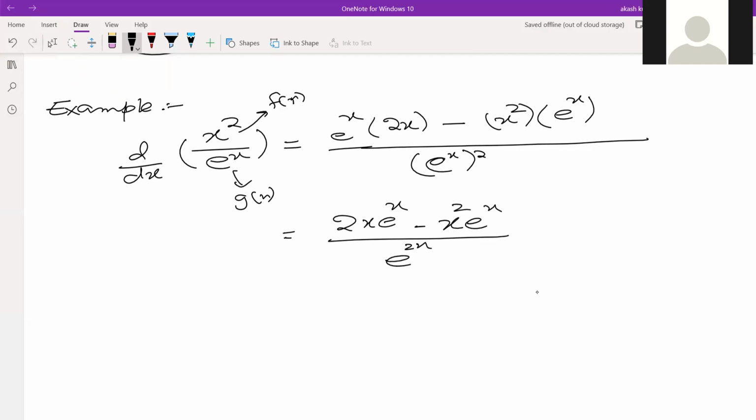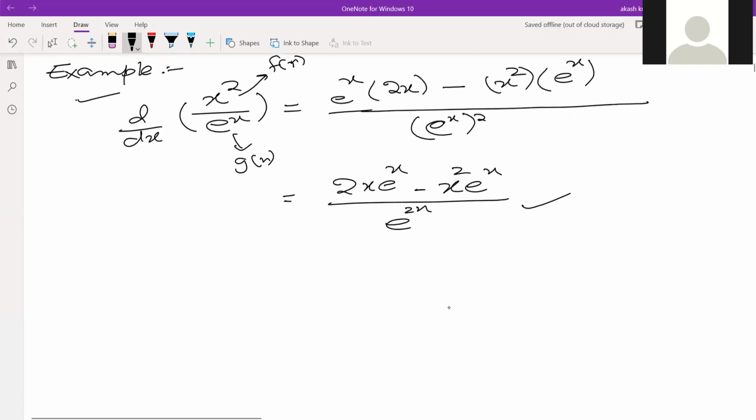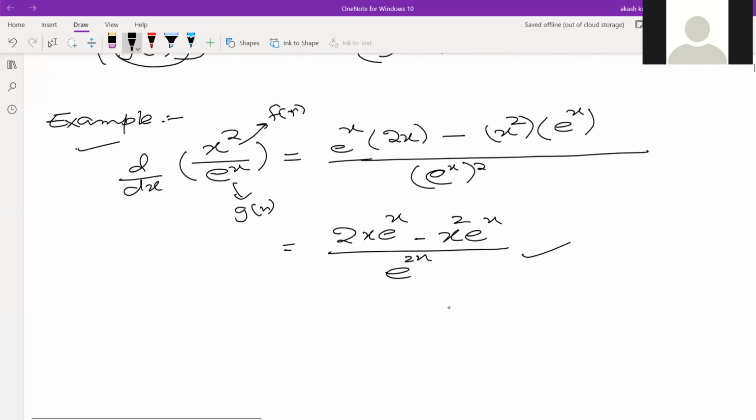Is it clear? Yes. Okay. We can further simplify it by taking e to the x common, and then it will be left 2x minus x square, but that's not necessary. We are just here to learn the rules of differentiation. Is it clear? Yes, clear. Okay, let's go back to the book and do the example from the book.